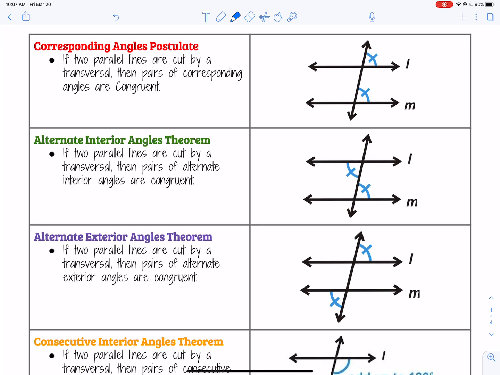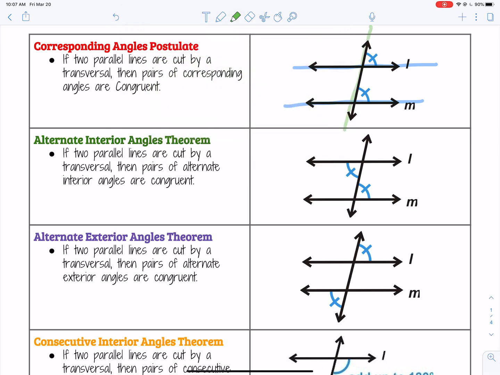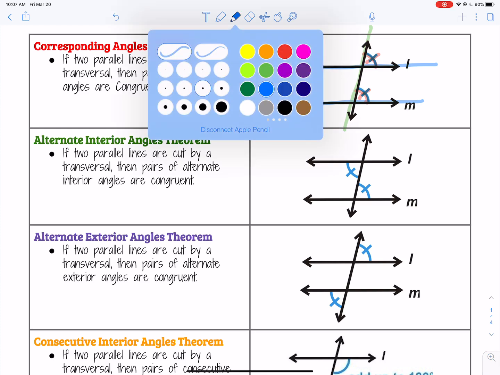The corresponding angles postulate states that if two parallel lines are cut by a transversal, then pairs of corresponding angles are congruent. So we have parallel lines L and M cut by a transversal, and we know that these corresponding angles would be congruent. The alternate interior angles theorem states if two parallel lines are cut by a transversal, then pairs of alternate interior angles would also be congruent.